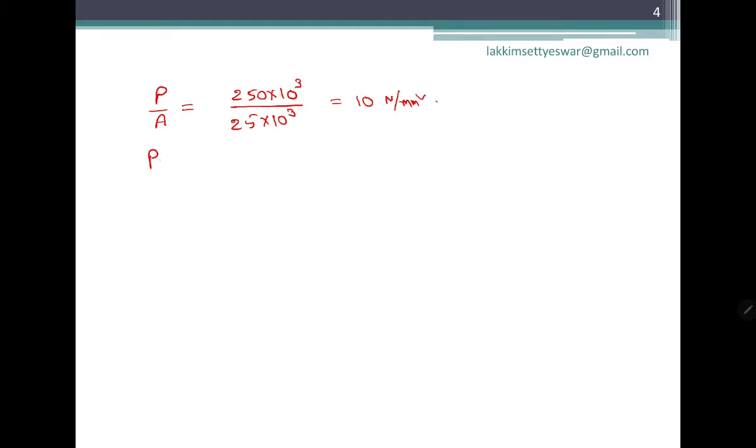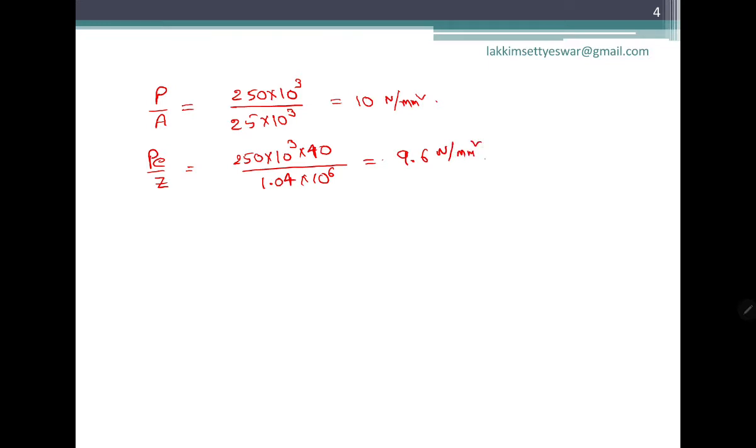Now P e by Z, so this is the bending stress due to pre-stressing force. So this value is 250 into 10 cube into 40, and Z value is 1.04 into 10 power 6. This is 9.6 Newton per mm square.